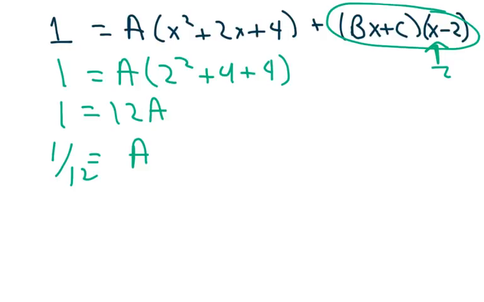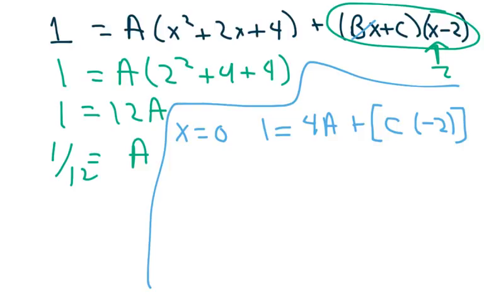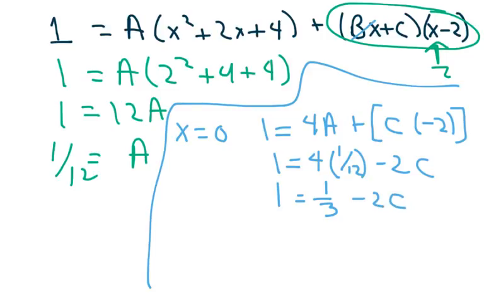Now I'm going to try and let x be 0. Let x be 0. I'm going to get 1 equals 4A plus, I'm going to write this out, B times 0, that's going to knock out. So it's just going to be C times negative 2. Because the 0 is going to knock out the B there. So we get 1 equals 4 times whatever my A is, minus 2C. And my A was what? 1/12? So 1 equals 4 times 1/12, this is going to be 1/3, minus 2C. So 3/3 minus 1/3 is 2/3. So we get 2/3 equals negative 2C.